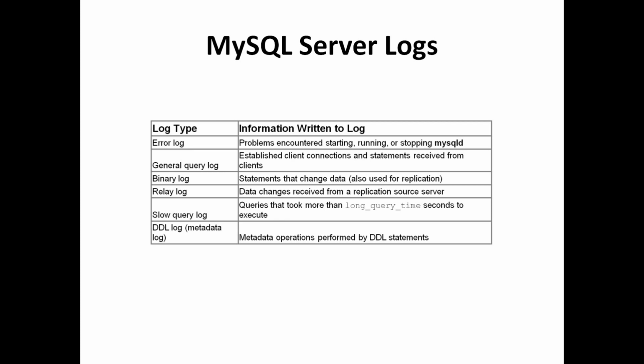If the server is unable to write to the binary log, flush binary log files, or synchronize the binary log to disk, the binary log on the source can become inconsistent and replicas can lose synchronization with the source. Next comes the relay log. This relay log is used only on replicas to hold data changes from the replication source that must also be made on the replica. So data changes received from the replication source server, that is the relay log.